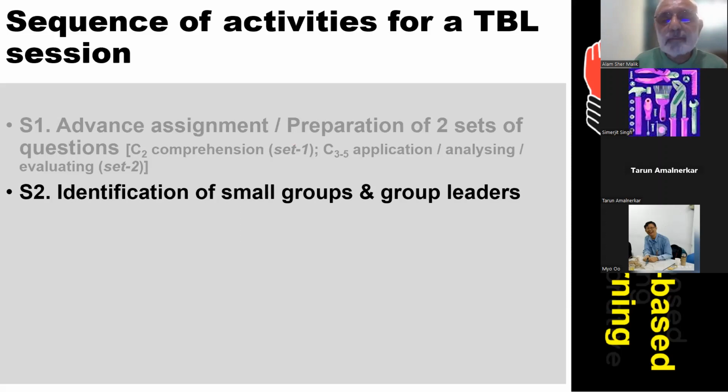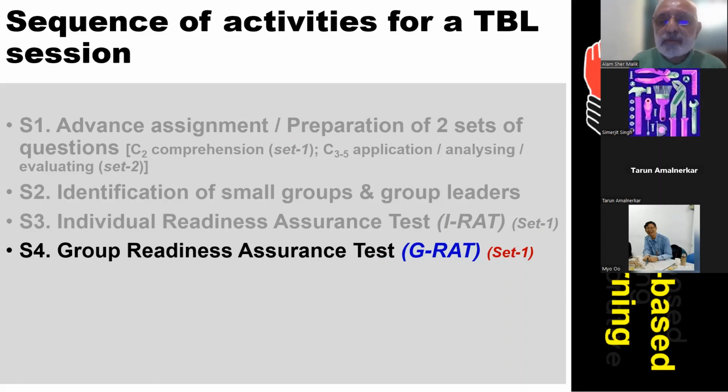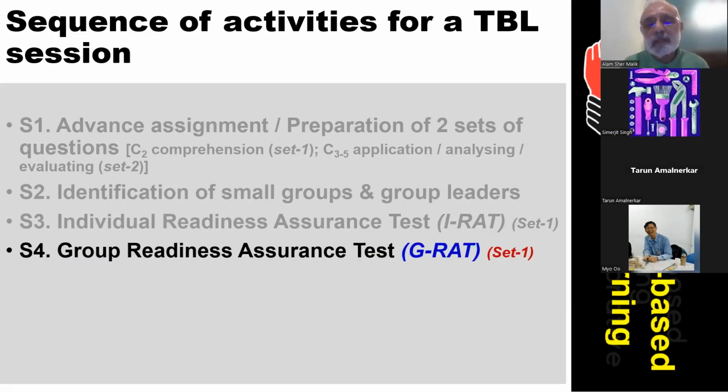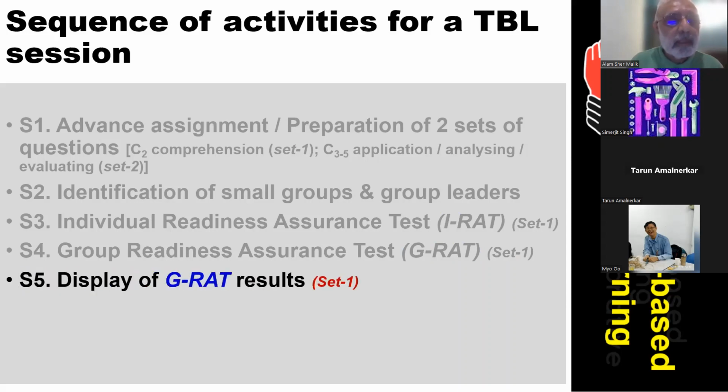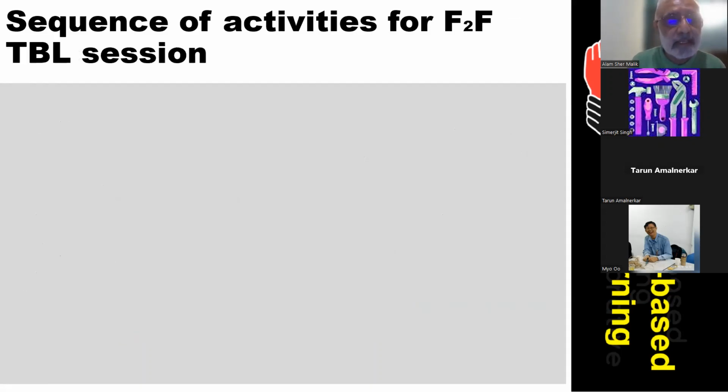Step two is identification of small groups and group leaders. Step three is the individual readiness assurance test, where we use set one of the questions prepared earlier. Step four is the group readiness assurance test. Again, the same set of questions is used. In step three, it was answered individually, and in step four, the same questions are answered by the group. And then step five, we display the results of set one of a group, not of an individual. And here, after displaying these results, the teacher or facilitator explains or clarifies the questions which were used in the group assurance test, that is, set one.